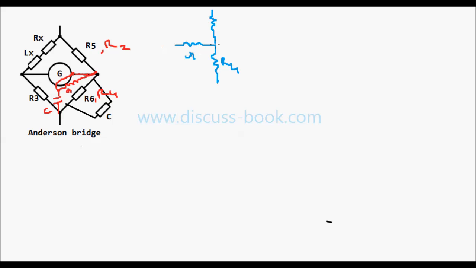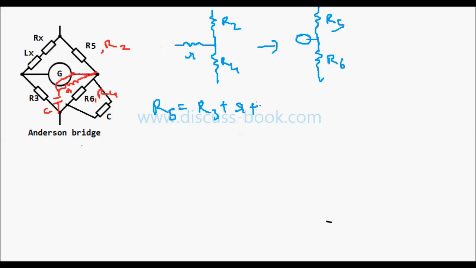R4 and R2. This becomes R6 and this is R5, and here there will be the galvanometer. So wherein R5 is equal to R3 plus R plus R3 divided by R4 into R. Okay, so this is the equation.